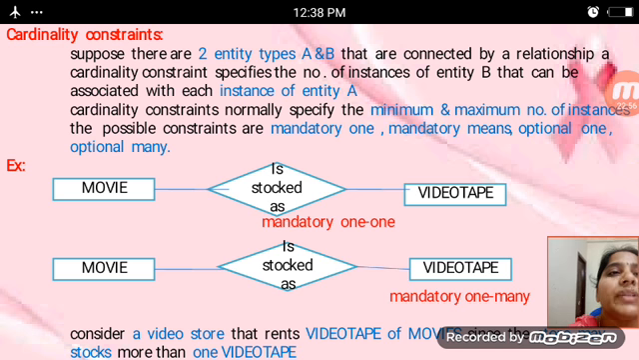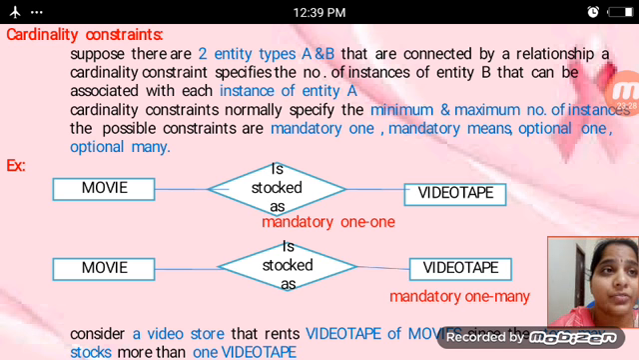Suppose there are two entity types, A and B, that are connected by a relationship. A cardinality constraint specifies the number of instances of entity type B that can be associated with each instance of entity A. Cardinality constraints involve two entities, as in the figure below. Two entities, A and B, are connected with a relationship.